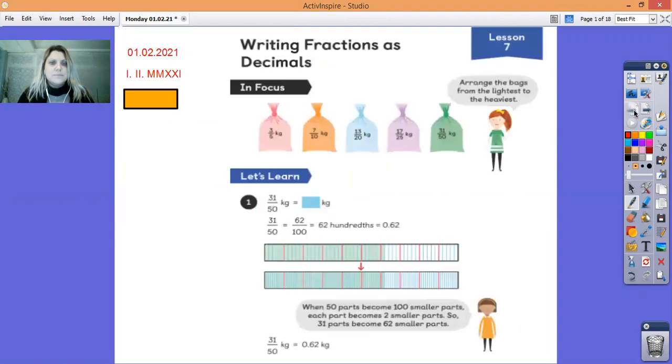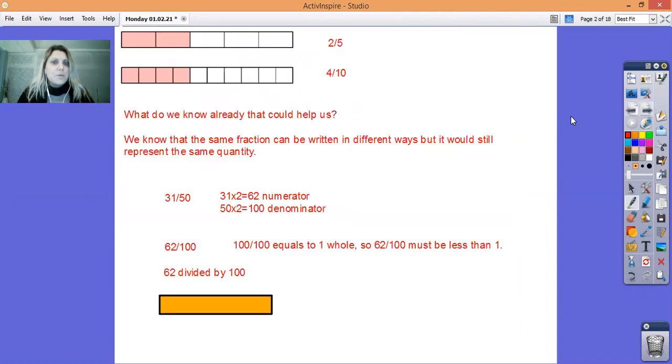So here, I know that my 4 tenths actually equals 0.4. If you think about it, also my 2/5 is going to be 0.4 because it's actually an equivalent fraction.